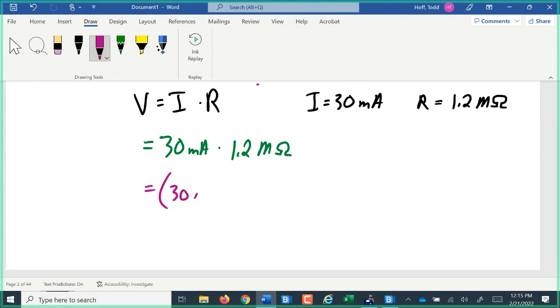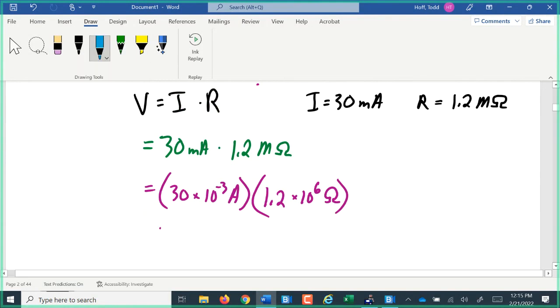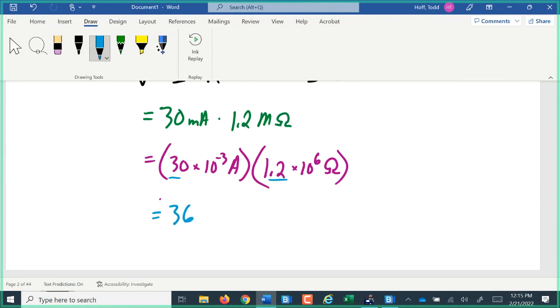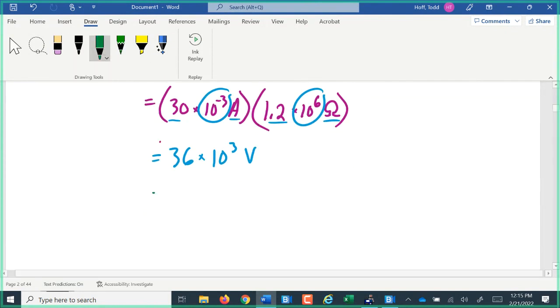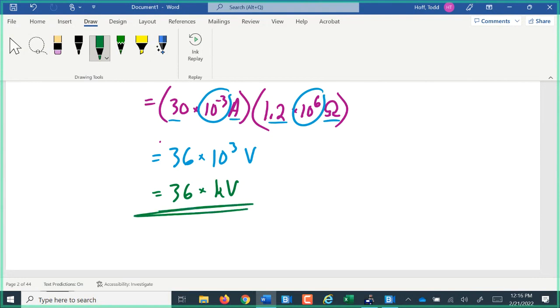30 milliamps is 30 times milli was 10 to the negative 3 amps. 1.2 mega ohms is 1.2 times mega, which is 10 to the positive 6 ohms. Now we go ahead and multiply 30 times 1.2, 36. And 10 to the negative 3 times 10 to the positive 6 is 10 to the third. An amp times an ohm is a volt. 10 to the third volts. 10 to the third is kilo. That's 36 kilovolts is what that result ends up being. So when we're doing calculations with our metric prefixes, turn them into those powers of 10 from the engineering notation and do the calculations that way, then just convert them back. So there is some use there.